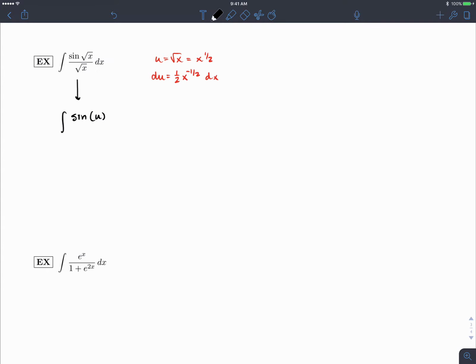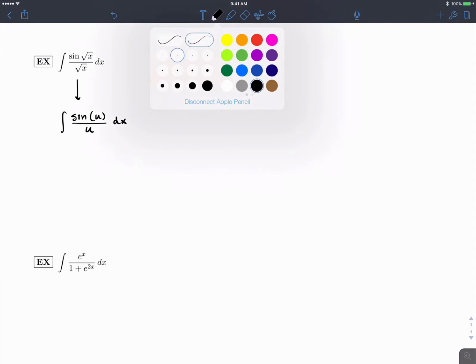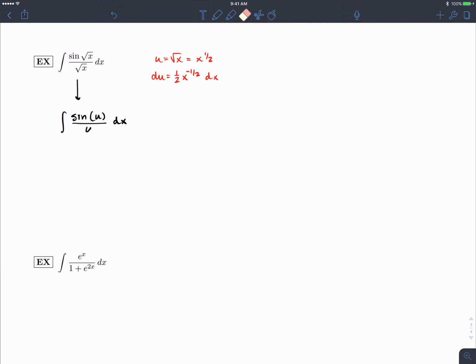And so here's a possibility. What if we put that as a u in the bottom? Well, now we've got a problem because we still have to get that dx out of there, and taking the integral of sine of u over u is also another problem all in itself, so we're not going to worry about that. So since we can't get our du in this form, I'm going to put that denominator back as the square root of x.